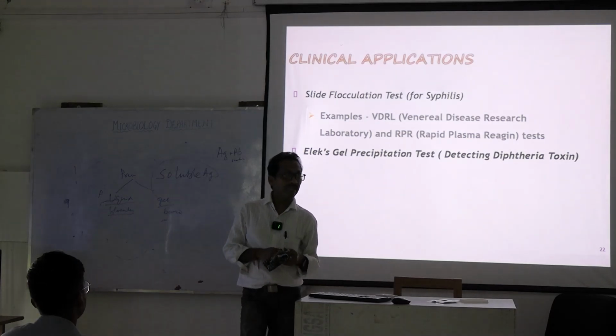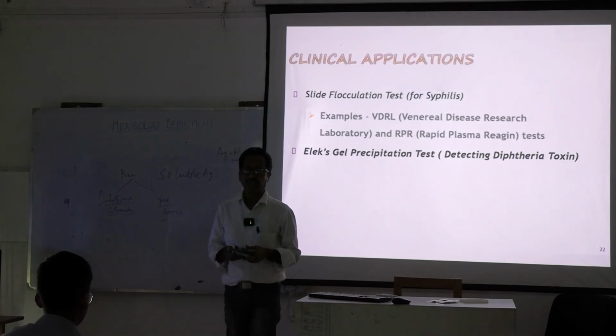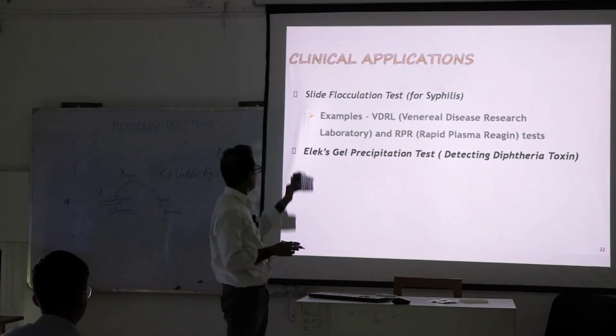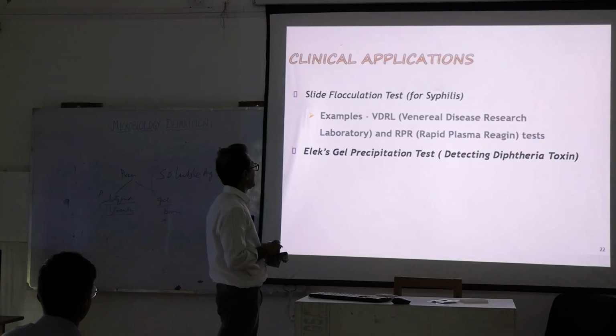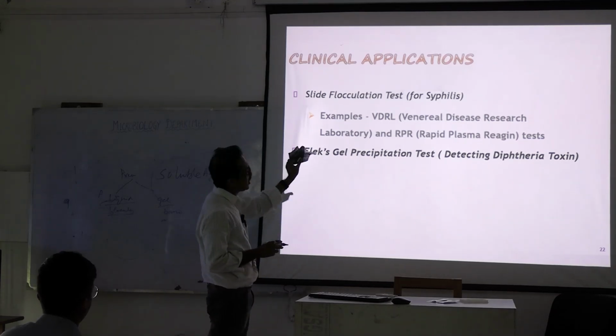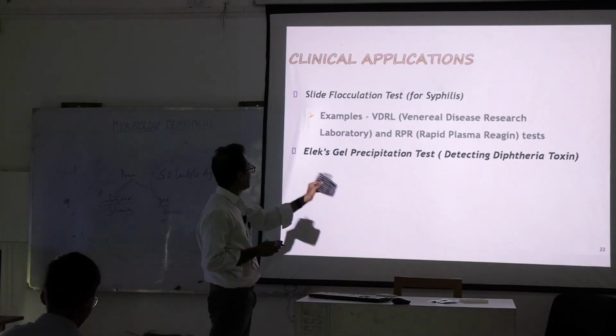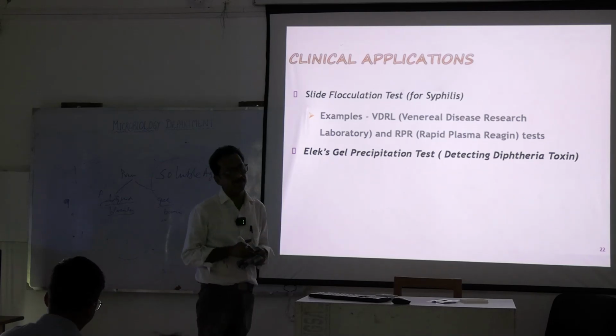The two most common tests are done in the diagnosis of syphilis. One is VDRL and another is RPR. VDRL is Venereal Disease Research Laboratory, and RPR is Rapid Plasma Reagin test. These are the two liquid or flocculation tests, and the gel precipitation test is for detecting diphtheria toxin.